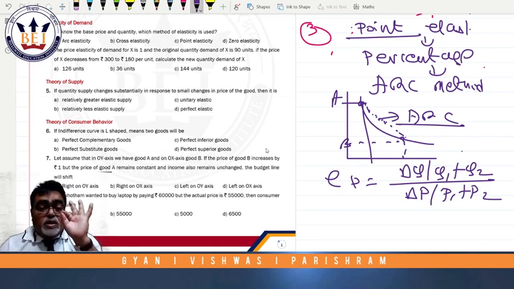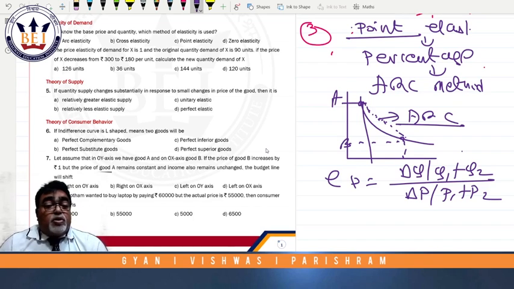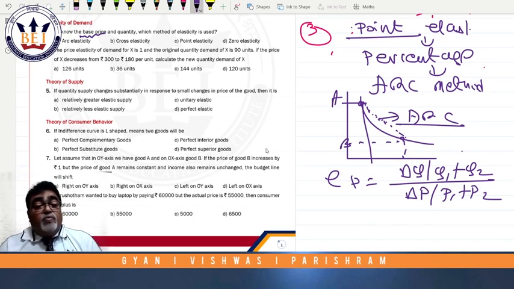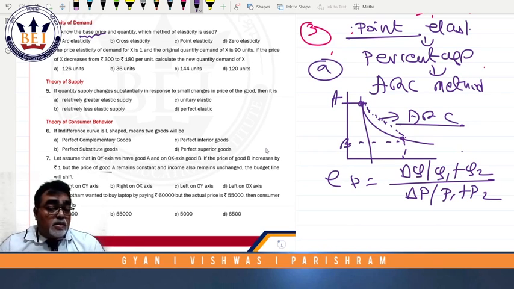So why am I talking about this? Before answering, you should know the logic behind it. When I am talking about base price, as they have given base price and quantity here, obviously it should be the arc method. The answer of 3 should be A. Arc elasticity uses the average of quantity to get rid of ambiguity between choosing a base. So the answer to 3 should be A.